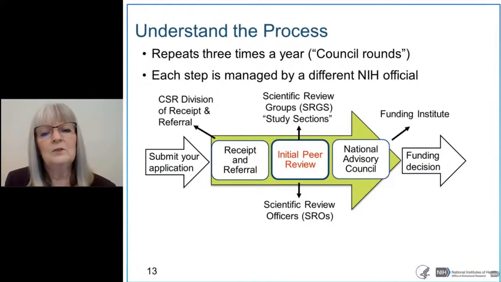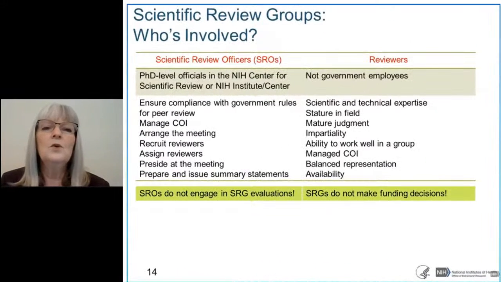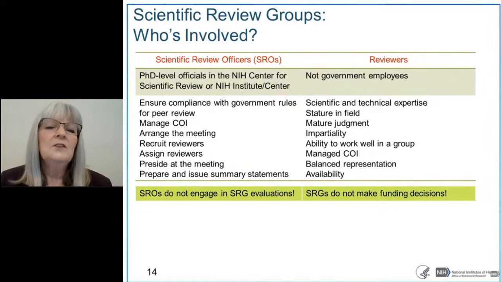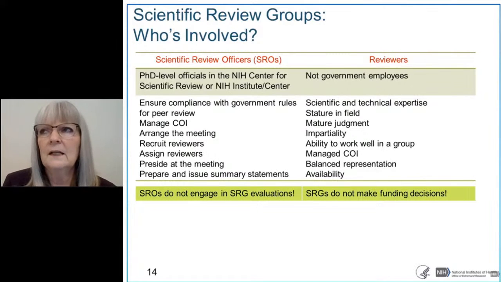So for the next few minutes, we're going to talk about initial peer review, which is in the hands of the Scientific Review Officer, or SRO. So what are these scientific review groups and who are they? Each study section, or SRG, is managed by a scientific review officer or an SRO. These are PhD level officials in the NIH Center for Scientific Review or in an NIH institute or center.